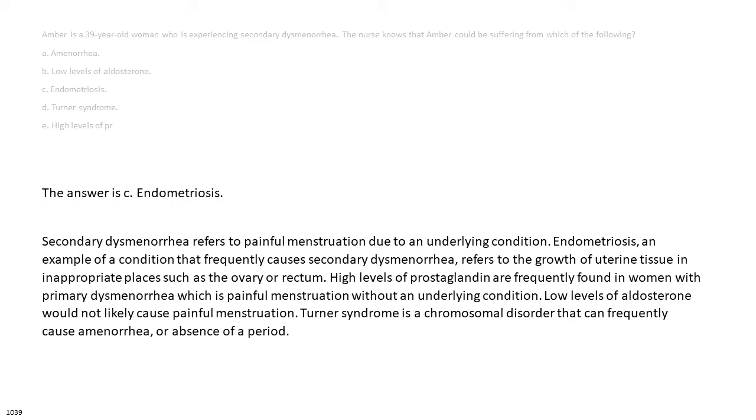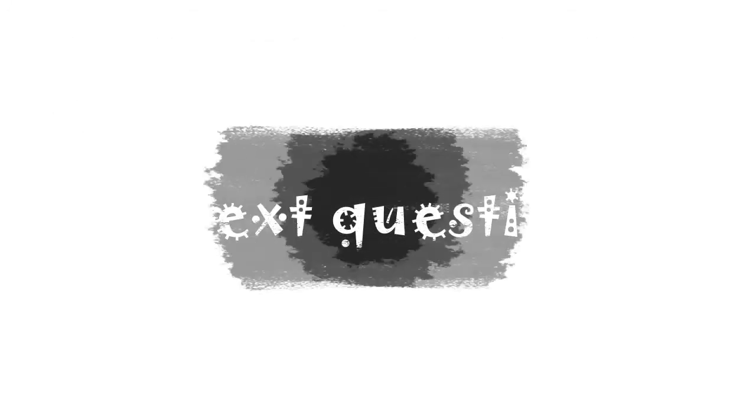High levels of prostaglandin are frequently found in women with primary dysmenorrhea, which is painful menstruation without an underlying condition. Low levels of aldosterone would not likely cause painful menstruation. Turner syndrome is a chromosomal disorder that can frequently cause amenorrhea, or absence of a period.